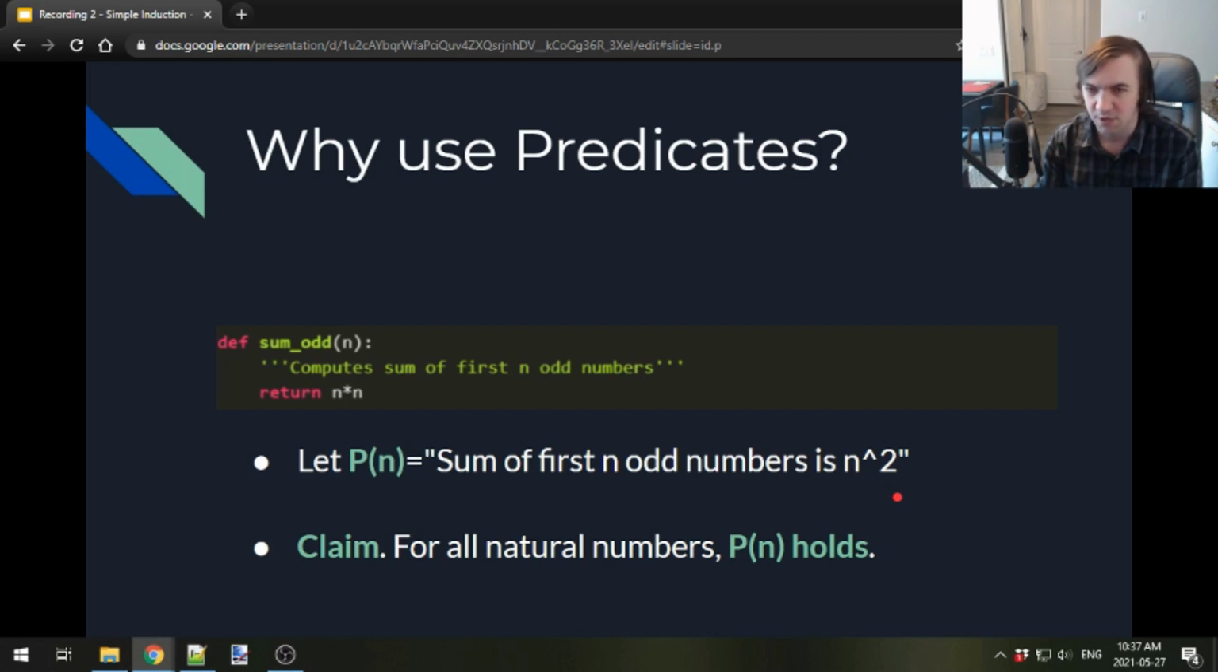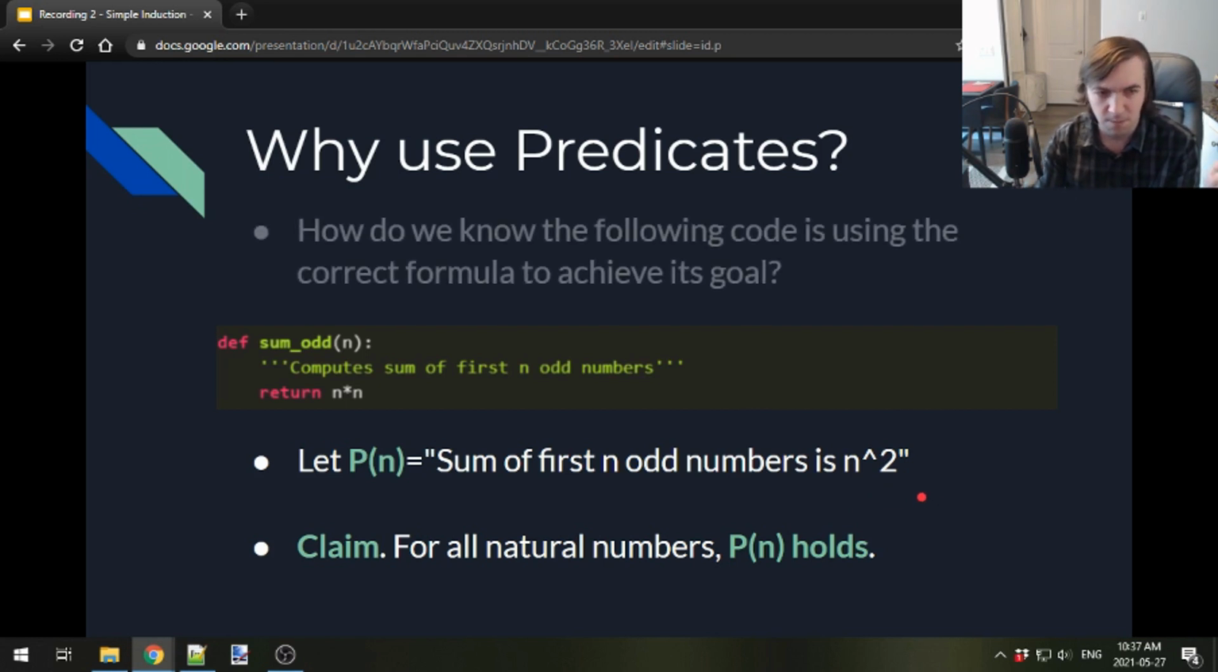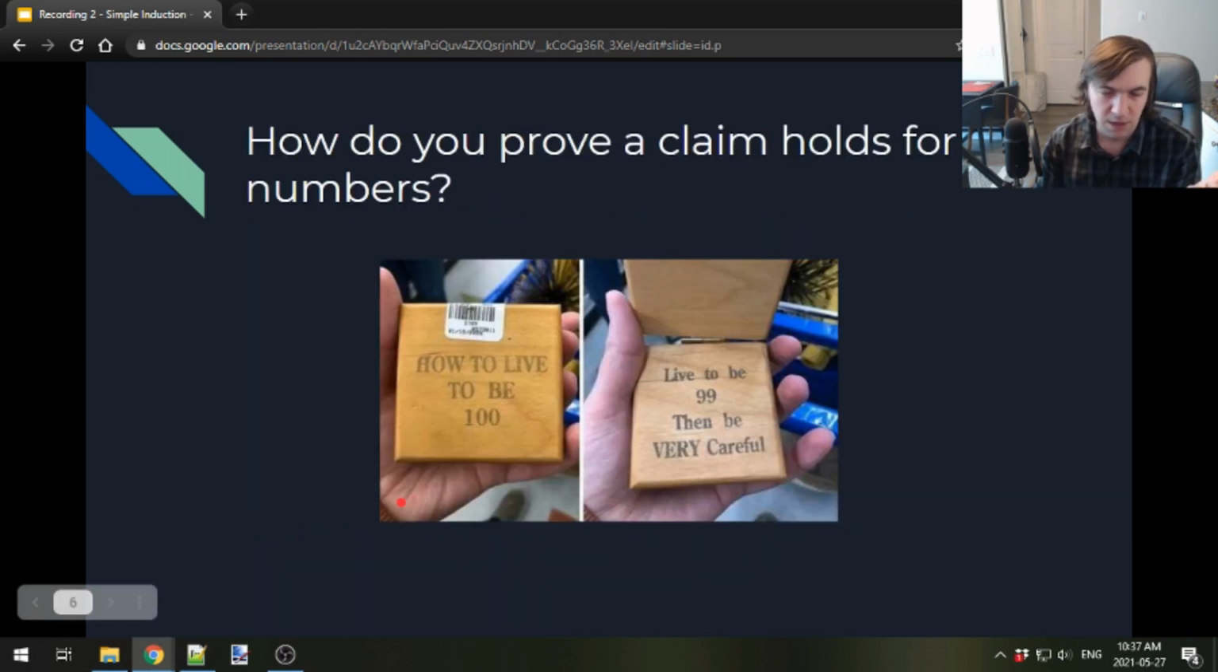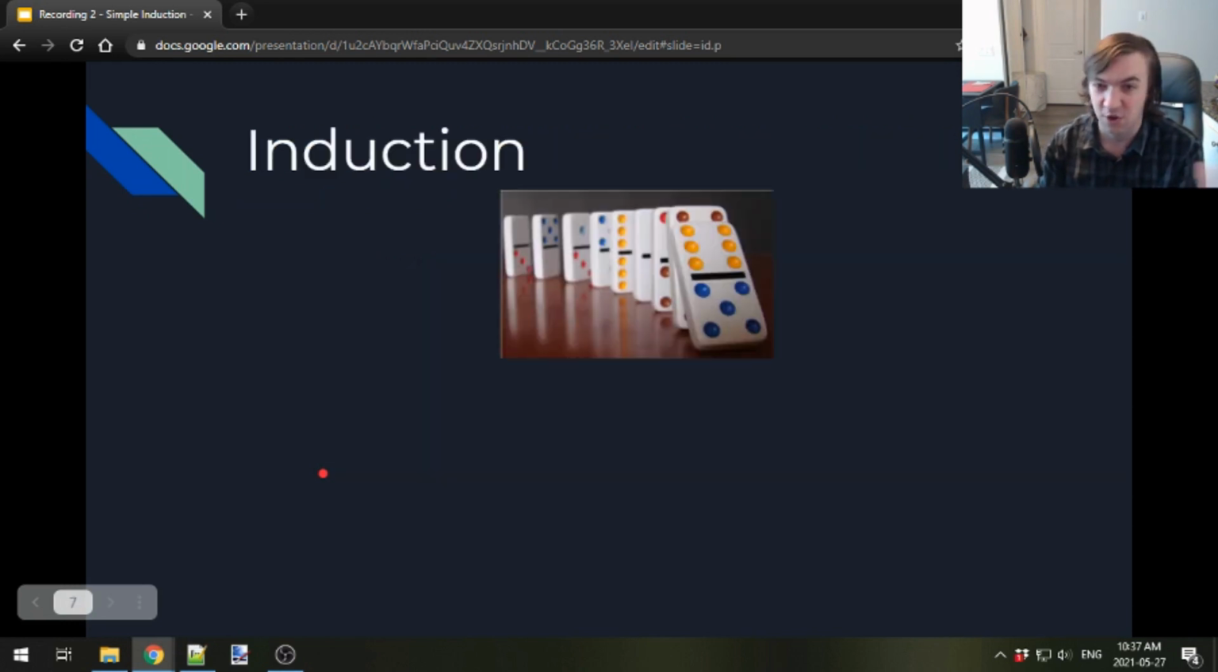How do we show that that's actually the case? If we can show that for all natural numbers P(n) holds, then we can show that the following code is using the right formula, presuming that this whole thing is true. Now, how do you prove a claim holds for different numbers? Ideally for all numbers. That's, of course, where the idea of induction comes into play.